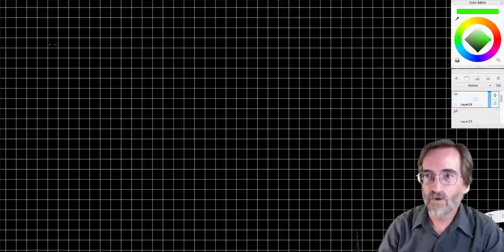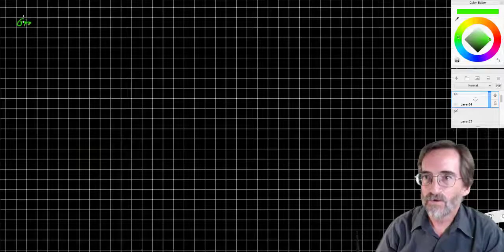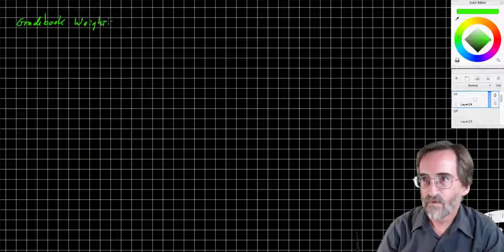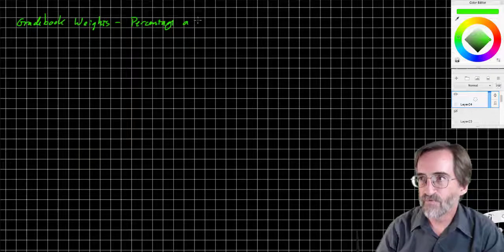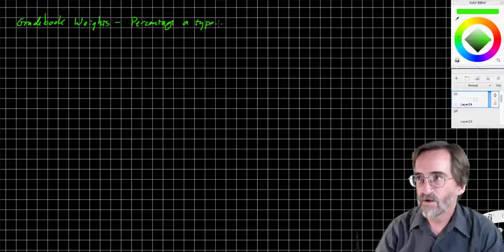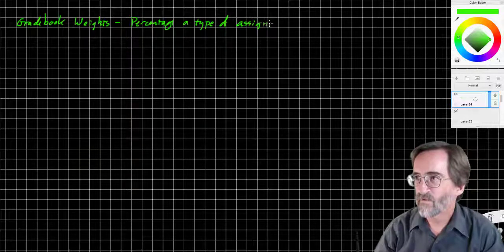First word, gradebook weights. The gradebook weights are the percentage a type of assignment is worth.